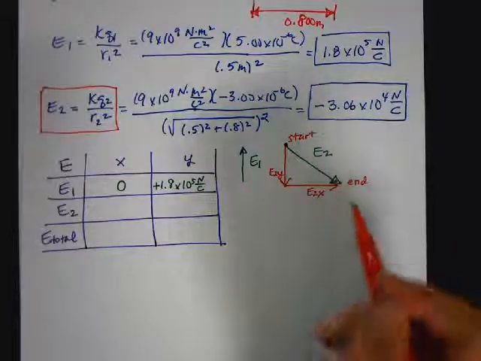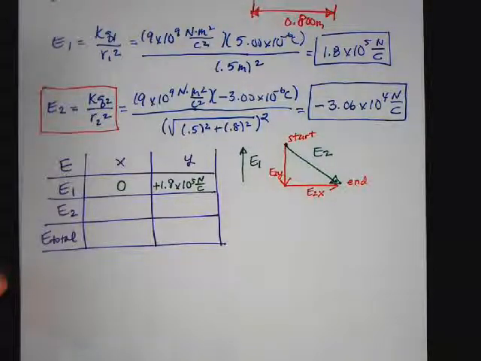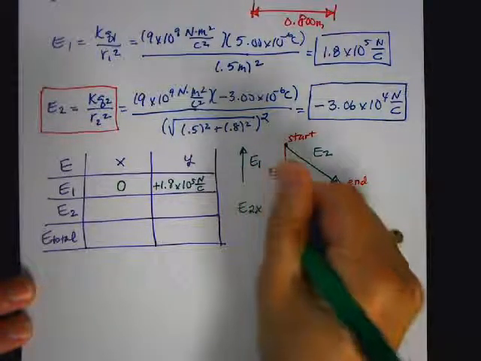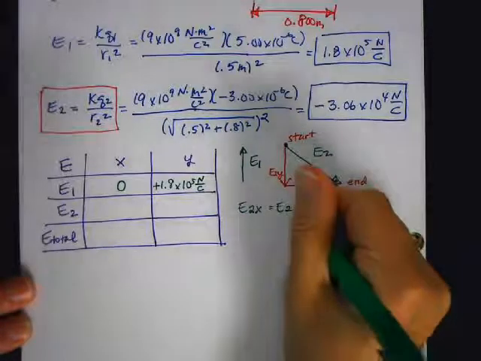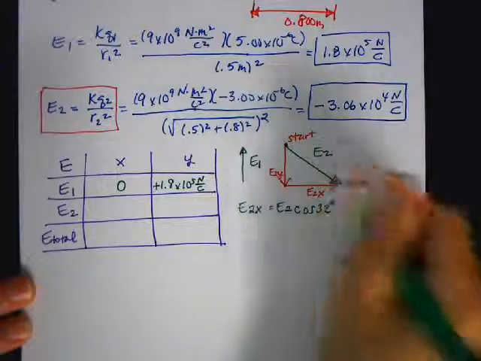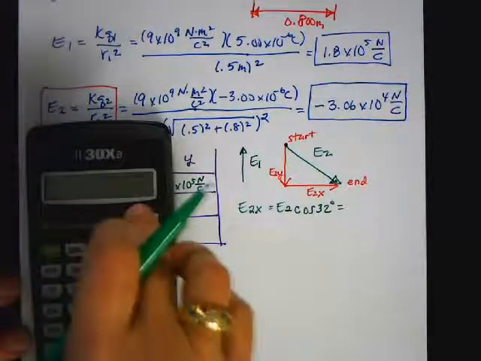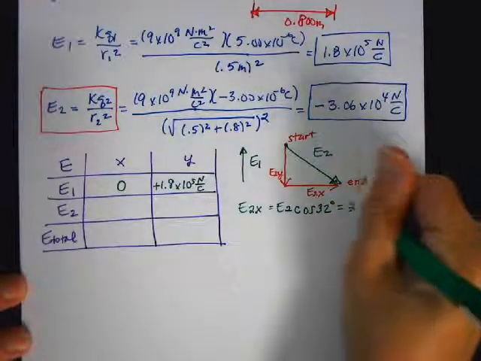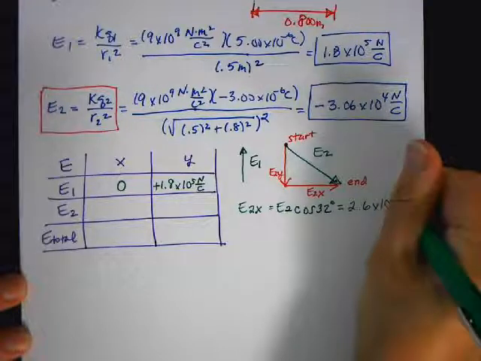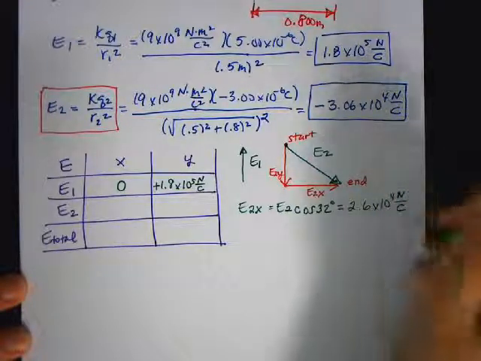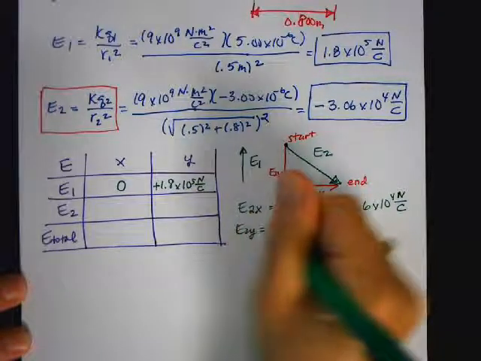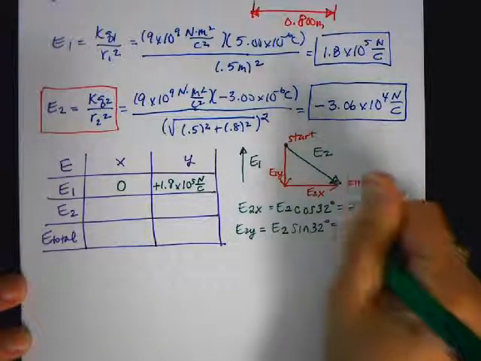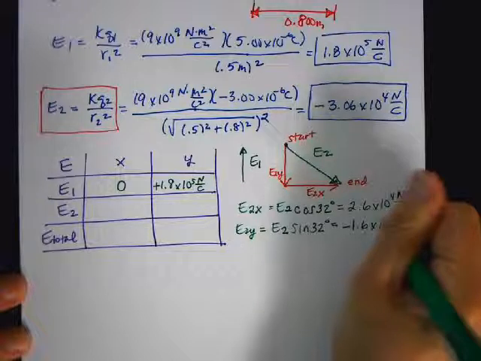So now I can say E2x is equal to E2 times the cosine of 32 degrees. So I would go on my calculator and figure that out. That comes out to be 2.6 times 10 to the 4 newtons per coulomb. And then E2y is going to be E2 sine of 32 degrees, which would be negative 1.6 times 10 to the 4 newtons per coulomb.